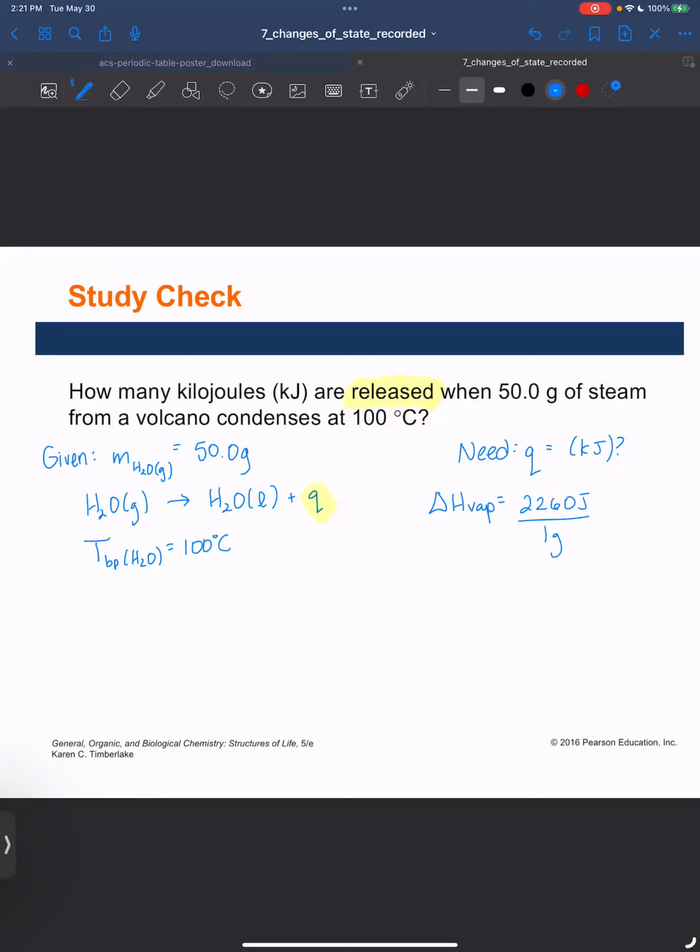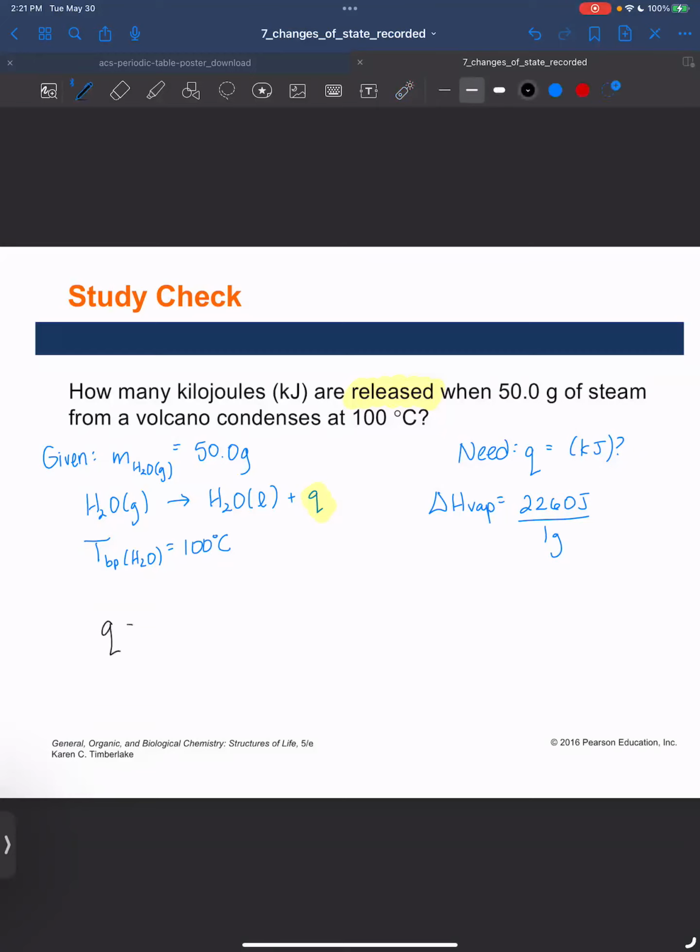So in order to condense 1 gram of water, it requires a lot of energy, 2,260 joules. All right, now that we have all of our data here, let's go ahead and start to solve our problem.